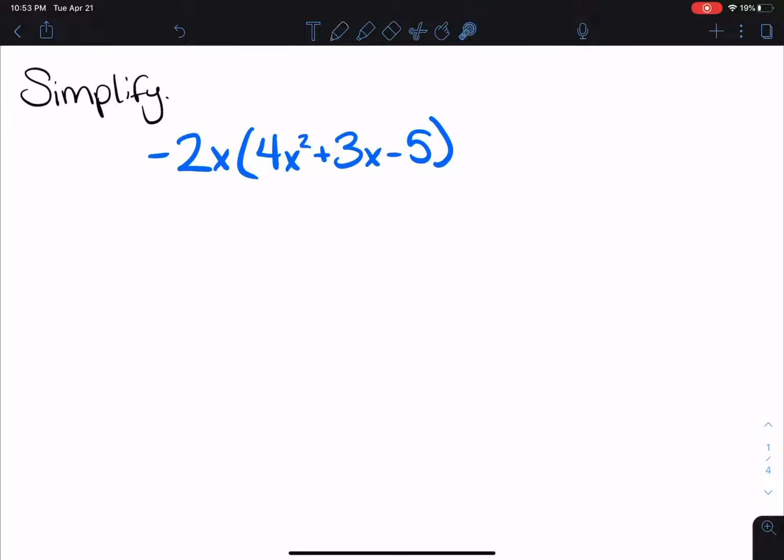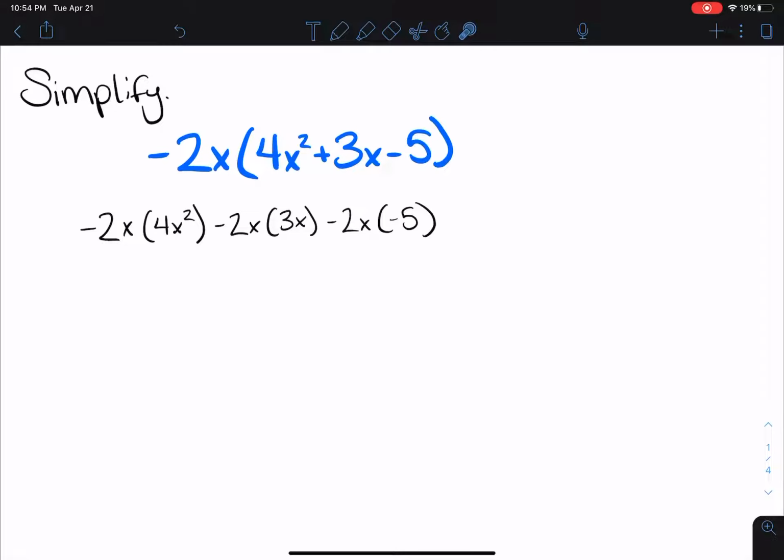So what we're going to do is multiply the term outside of the parentheses and distribute it in, just like we would with a regular number. We're just distributing. So what we're going to write is negative 2x times 4x squared. Okay, and then we're going to have negative 2x times 3x, and negative 2x times negative 5.